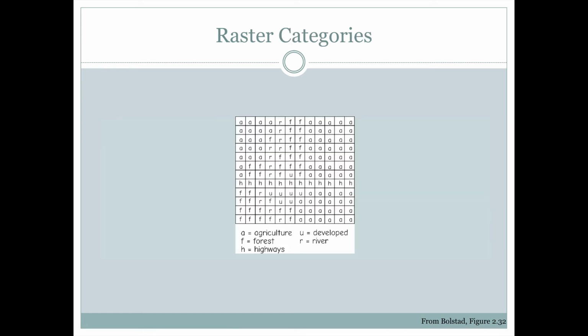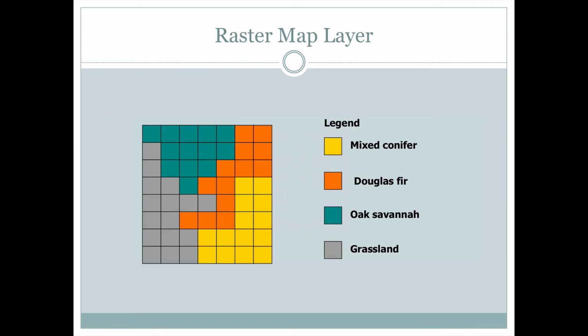So once we have this raster grid laid out, then we can just give each grid cell a value. This might be something like this map here, which is showing land use, whether it's agriculture, forest, highway, etc. Or it could be something like this, where it's the same sort of information, but now we're displaying it in color, so that our mixed conifer forest is yellow and our Douglas fir is orange.